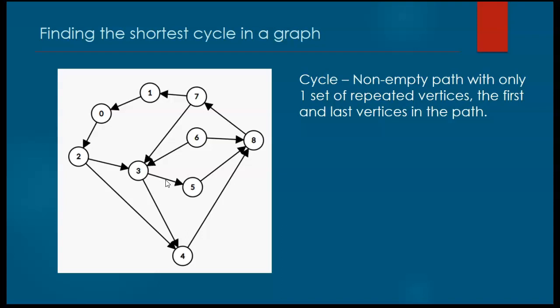And recall that a cycle is basically a set of nodes or vertices with edges connecting them such that you come back to where you started, right? And there's a definition there: a non-empty path with only one set of repeated vertices, the first and last vertices in the path. So let's find a couple of cycles in here.